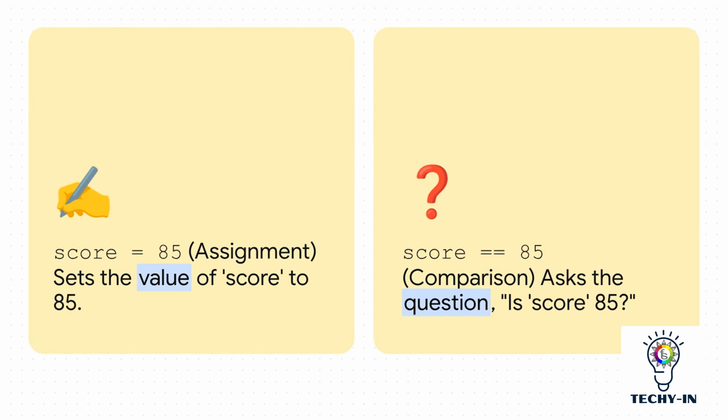And third, and this is a biggie, use a double equal sign for comparison. And this slide right here shows probably the number one mistake every beginner makes. A single equal sign is for assignment. It gives a variable a value. A double equal sign is for comparison. It asks a question. If you use the wrong one in an if statement, you're going to have a really bad time.